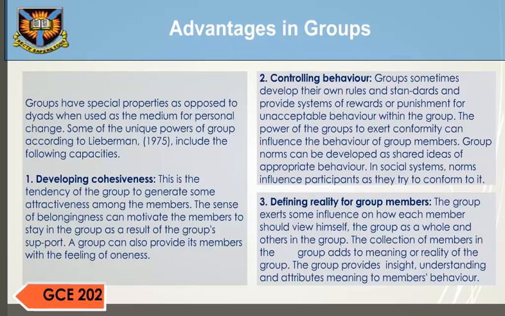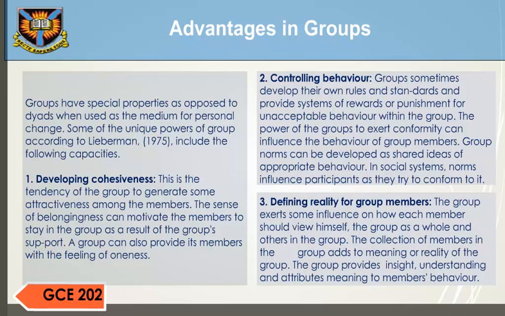2. Controlling behavior. Groups sometimes develop their own rules and standards and provide systems of rewards or punishment for unacceptable behavior within the group. The power of the groups to exert conformity can influence the behavior of group members. Group norms can be developed as shared ideas of appropriate behavior. In social systems, norms influence participants as they try to conform to it.